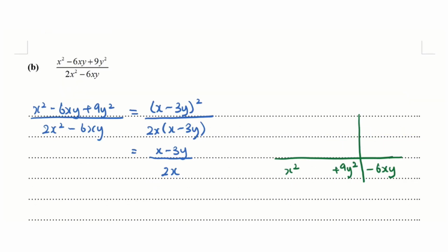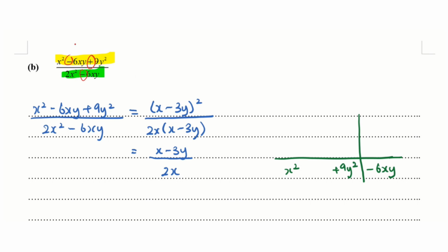Now let us take a look at part B, which is the last question for chapter 7.1. In this question, we see that in the numerator, we have x squared minus 6xy plus 9y squared, and in the denominator, we have 2x squared minus 6xy. Clearly we cannot do any form of direct cancellation because we are hindered by all these minus and plus signs. So what we need to do is a factorization.